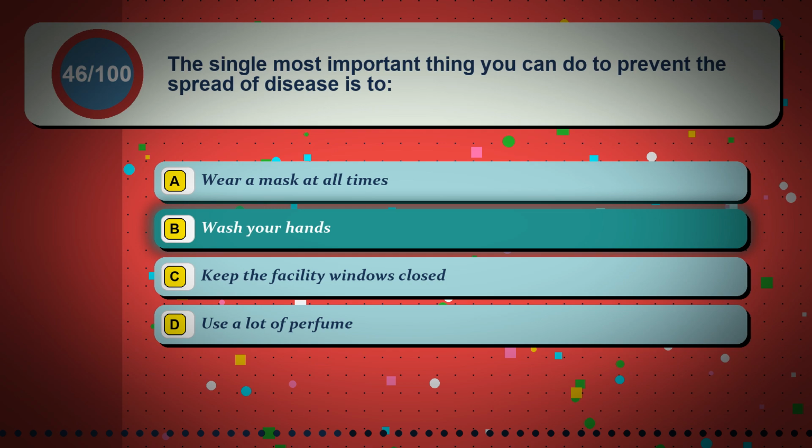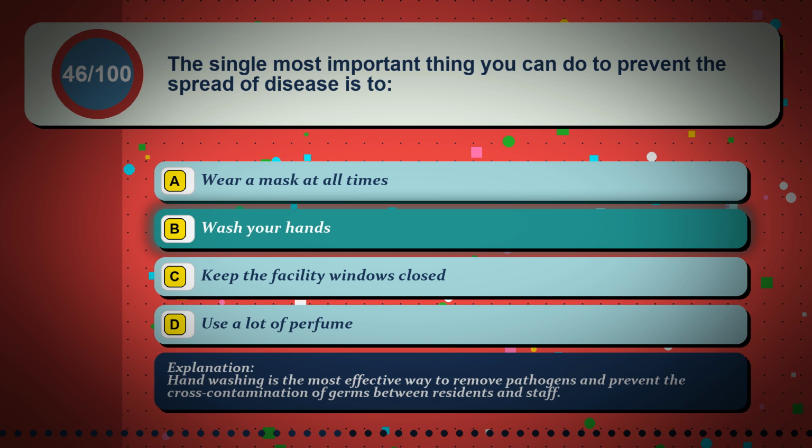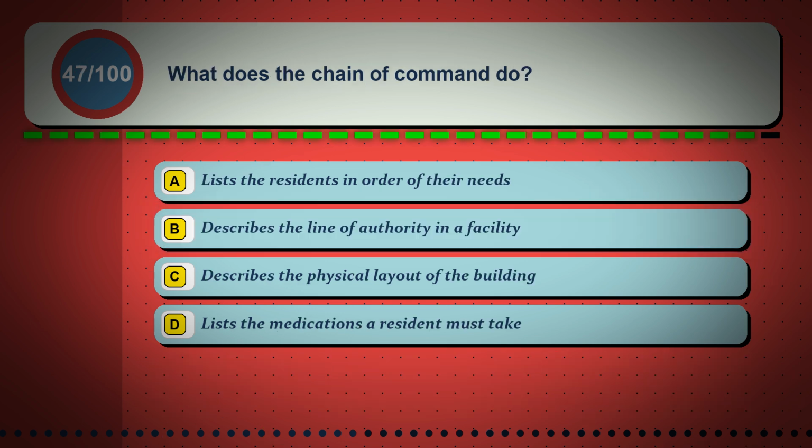The correct answer is option B. Wash your hands. Hand washing is the most effective way to remove pathogens and prevent the cross-contamination of germs between residents and staff. Question 47.